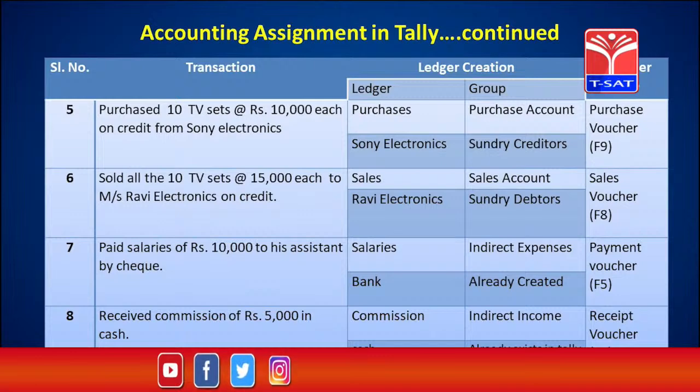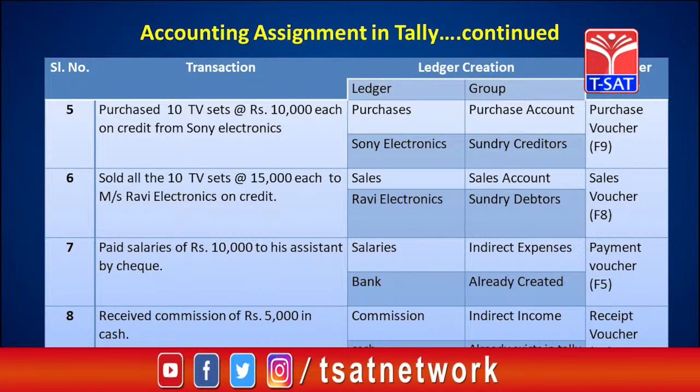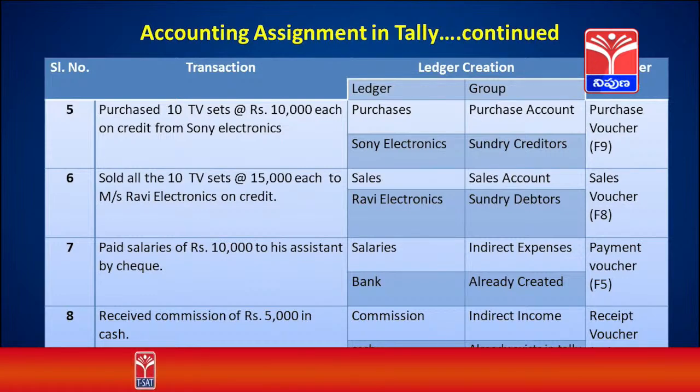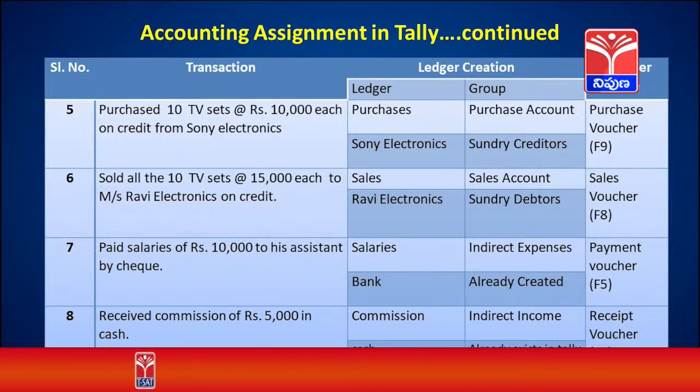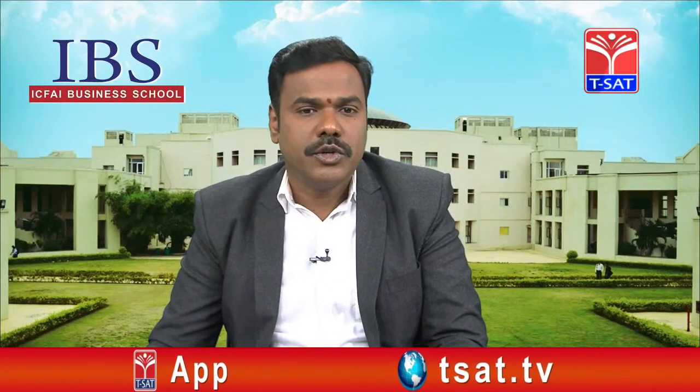In the same way, we have a few more transactions. He purchased 10 TV sets. That is the main business activity, buying and selling of TV sets, electronic goods. For this transaction, you have to create a purchase ledger and Sony Electronics. He purchased these TV sets from Sony Electronics on credit. So, this transaction should be entered in purchase voucher.